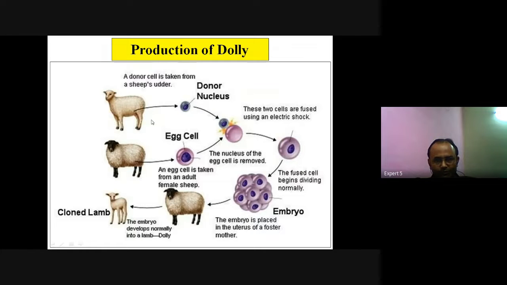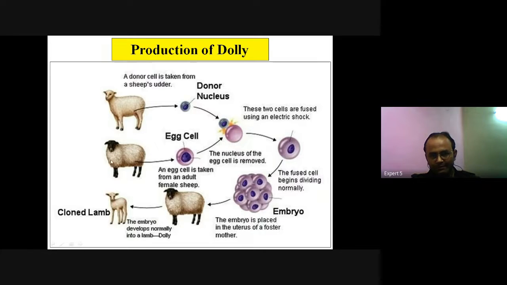Now, how Dolly was produced. A donor cell is taken from a sheep's adult cells, meaning mammary adult cells. These are the donor cells, and here the nucleus was removed. In another sheep, an egg cell is taken from an adult female sheep. The nucleus of the egg was removed, and the mammary adult cell's nucleus was transferred into this egg cell with the help of the micro injection method. Then a few cells begin dividing normally, and this embryo is placed into the uterus of a foster mother, and then Dolly was produced.